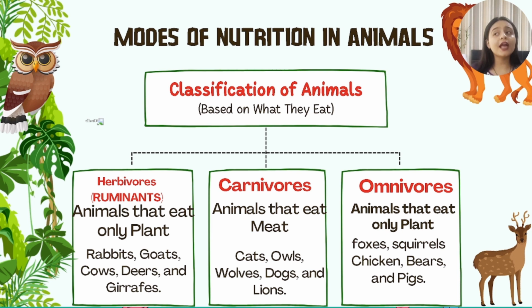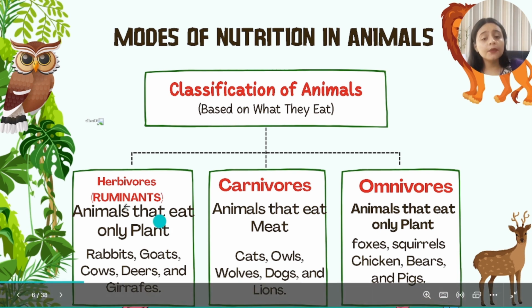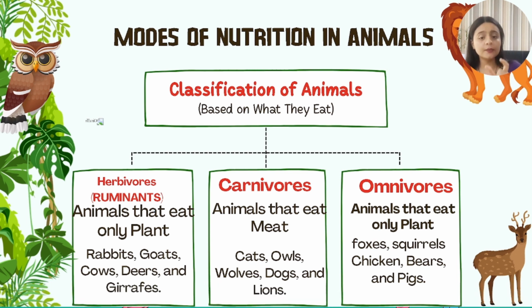On the basis of what kind of nutrition they take in, animals are classified into three modes of nutrition: herbivores, carnivores and omnivores. Number 1, we are going to study herbivores. Herbivores are also known as ruminants. Please focus on this vocabulary, because after this we're going to study about them. Ruminants.